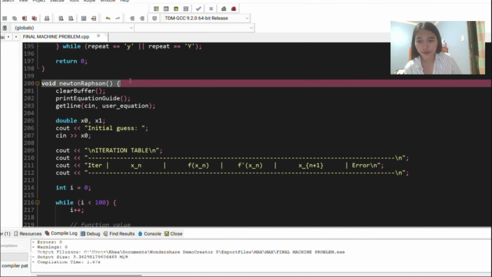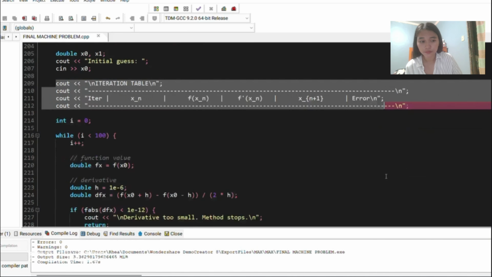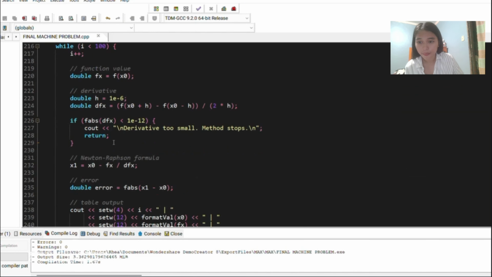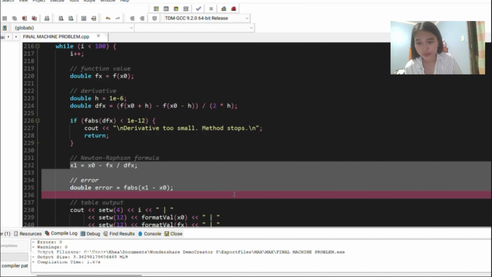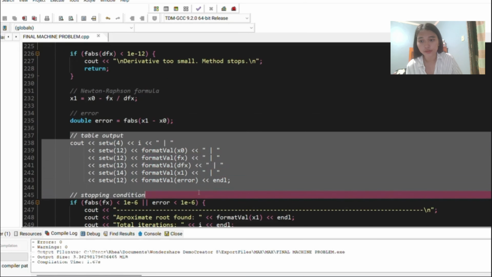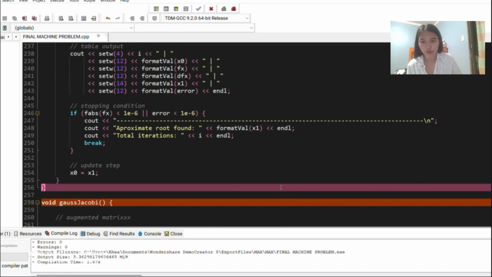Okay, I will explain the Newton-Raphson. So these are the Newton-Raphson functions. And this part is the iteration table. Next, this part is the derivative formula. And this one is the formula for Newton-Raphson. This part is the table for output.